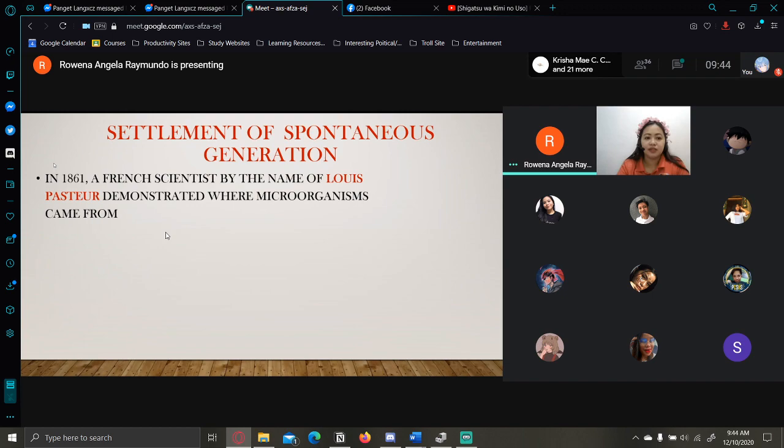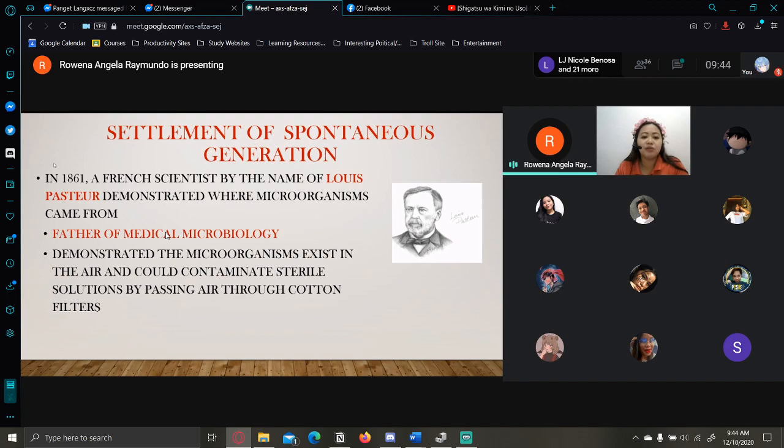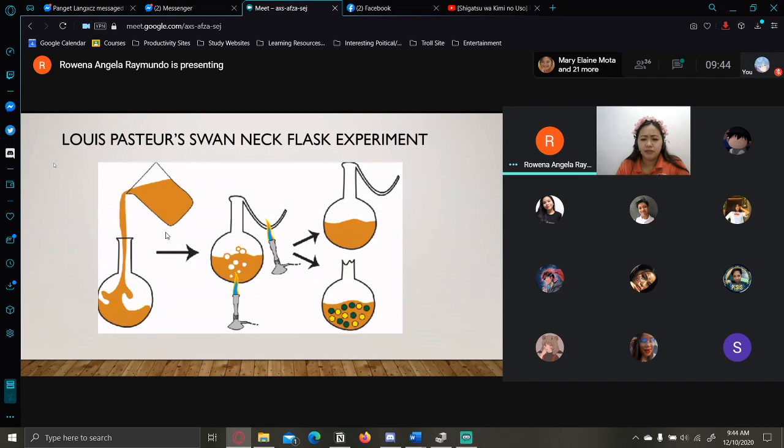Okay, a French scientist, Louis Pasteur, he was the one who demonstrated na hindi nga possible ang spontaneous generation, and he was termed as the father of modern microbiology and father of medical microbiology. So ito yung sinasabi ko kanina experiment niya. In one of his experiments, he broke the neck of the flask. Okay, and eventually nagkaroon ng microorganism. And this put an end to the spontaneous generation theory.